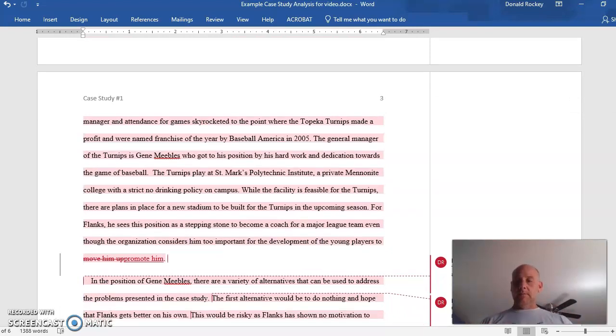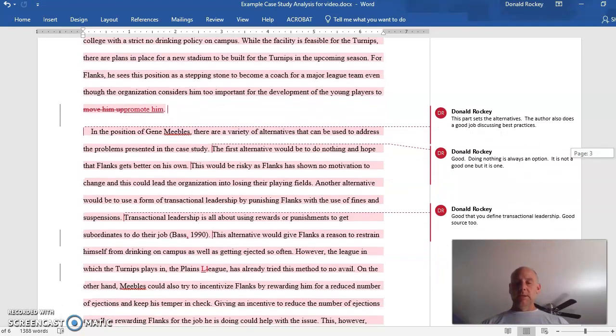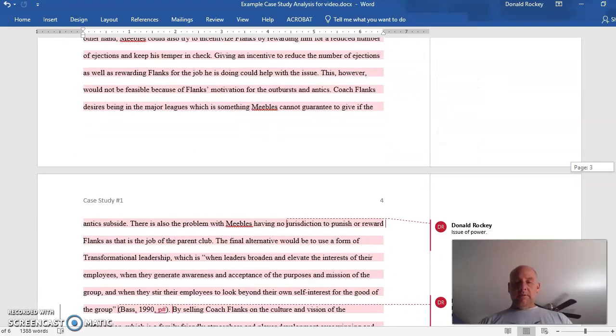Okay, this next part here sets the alternatives, and this individual does a good job of discussing what the alternatives are and throws in some citations and gives an idea of some best practices that we've talked about in class, but also through the readings that he had to do. And you can see my comments in there as well for some of those.